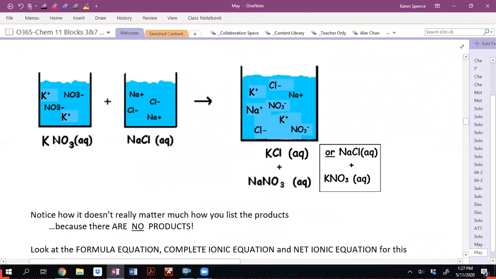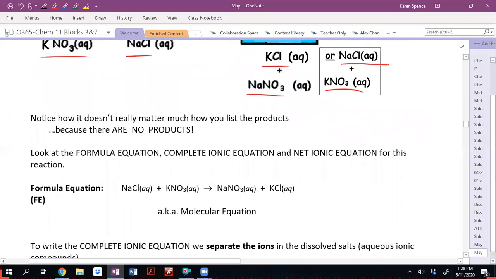And notice that it doesn't matter how you list the products. I could write KNO3 plus NaCl gives KCl plus NaNO3. Or really, if I wrote it as NaCl plus KNO3, is that any more or less valid? No, because I didn't actually make anything new. Now I've just got a mixture of all these things together.